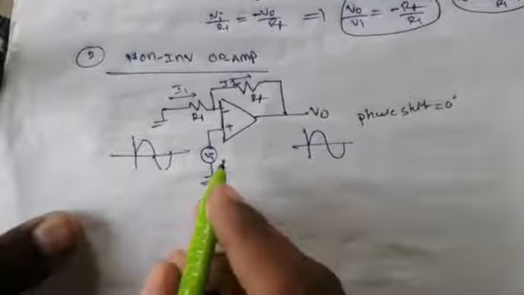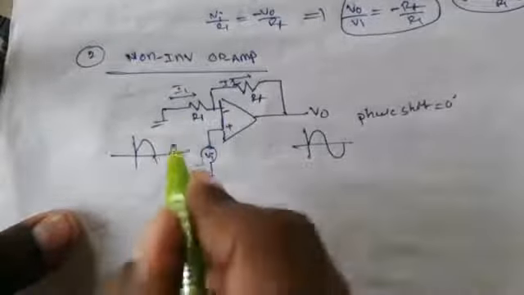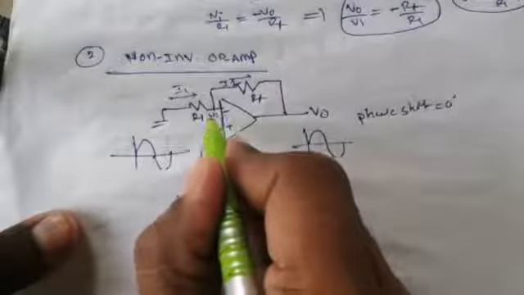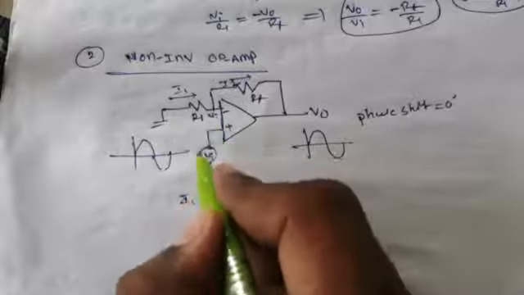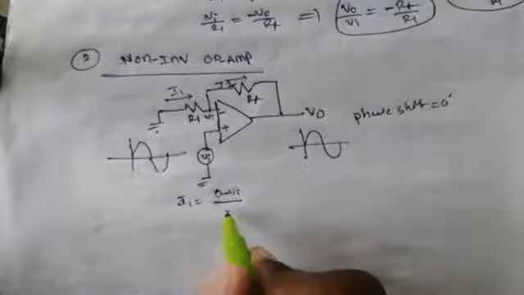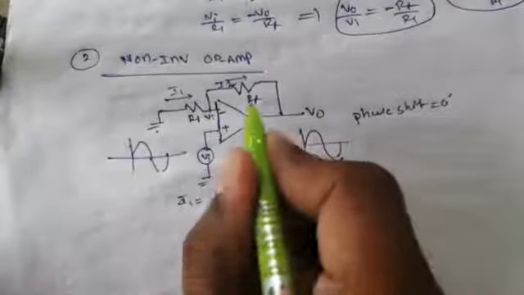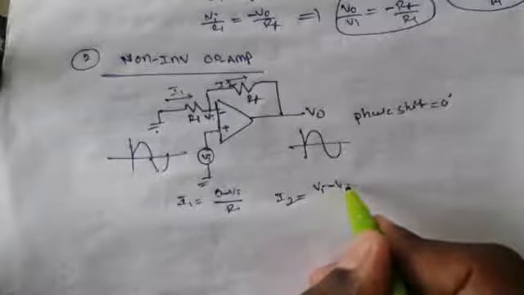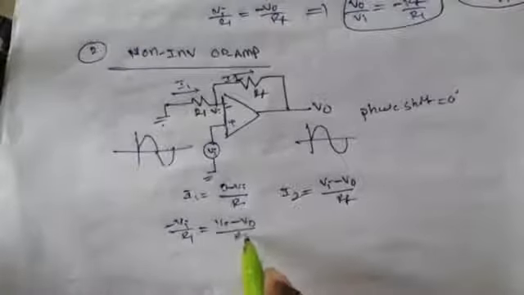Coming to this case, how the gain will be obtained, you can consider the current I1. The potential Vi is present at this point. From the virtual ground concept, whatever the inverting potential is, the non-inverting potential is the same, so this value is ground. So 0 minus Vi by R1 is equal to I2. I2 is Vi minus V0 by RF. These two are equal, so minus Vi by R1 is equal to Vi minus V0 by RF.